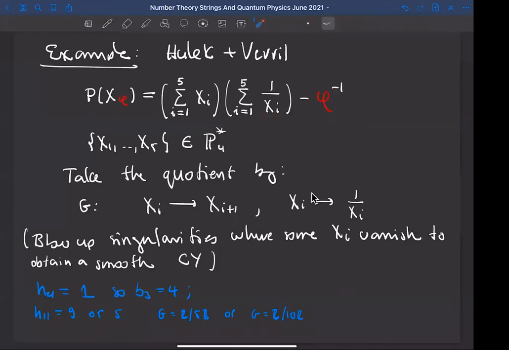If you take the quotient by a cyclic symmetry that sends xi to xi plus one, and a quotient that sends x to the inverse of x for each x, then you will find a space that has some singularities, and you have to blow them up, but then you obtain a smooth Calabi-Yau manifold that has only one complex structure parameter, right? h11 is not so large either, depending on whether you take only the quotient with this group or both. But what matters for us is that this is a one parameter family of manifolds. Okay, so why this example? It will become clear later.